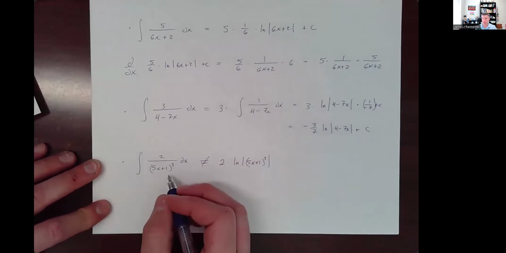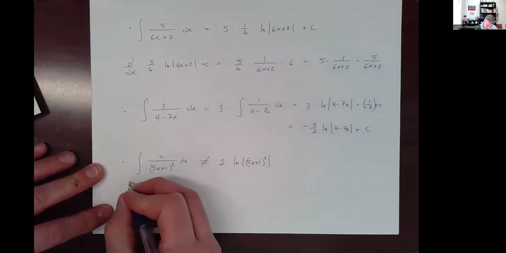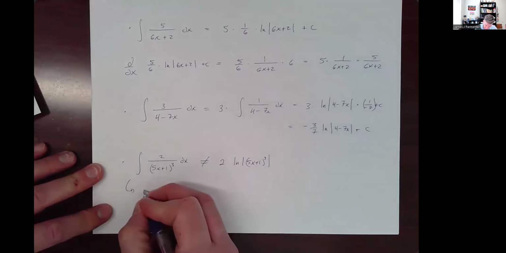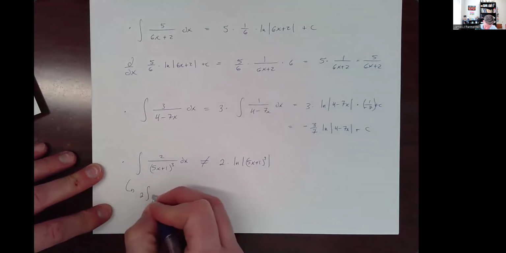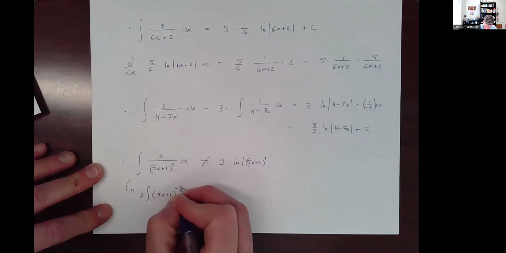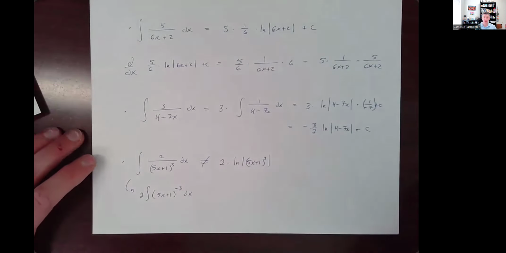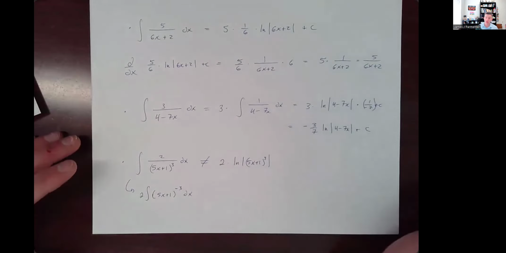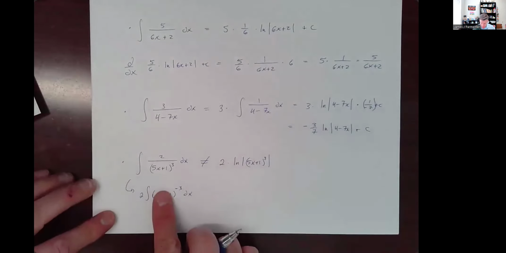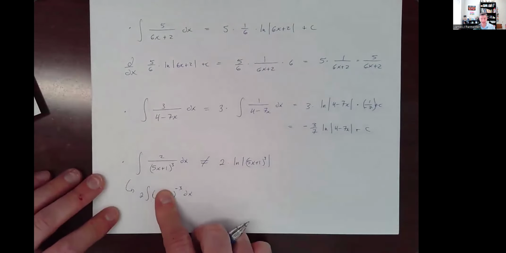This is actually a different use of the power rule. I'm going to write this as 2 times (5x plus 1) to the negative third. And again, we could let u equal 5x plus 1, but I'd rather just do this mini u substitution in my head and say, okay, I've got u to the negative third, the antiderivative of u to the negative third, and use the power rule, u to the negative 2 divided by negative 2.